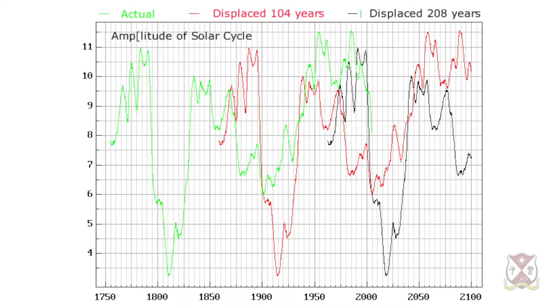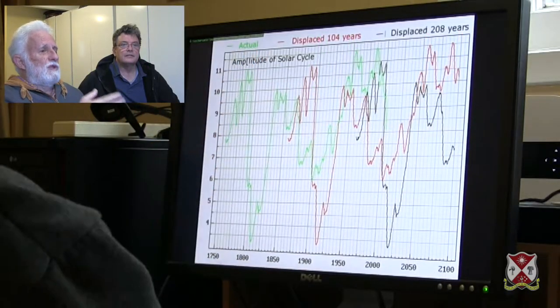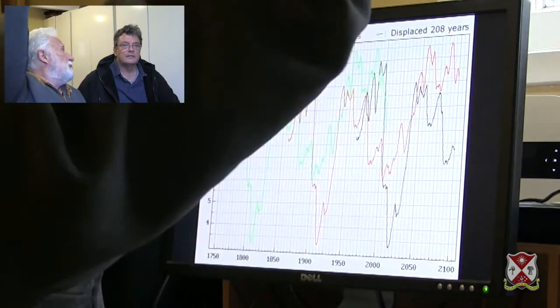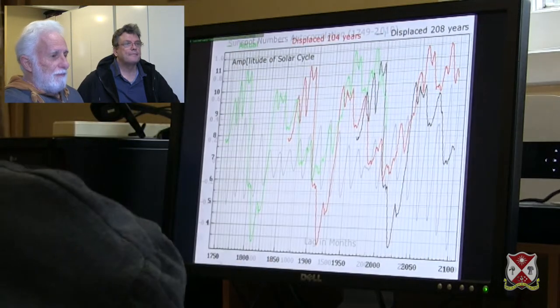So what it's saying is we're expecting it to be low somewhere through to maybe 2020 something, to be a low amplitude, and then from there to start to increase. So we're already approaching that. So it's saying the next solar cycle will still not be a big one, but from there it'll be growing up again, stepping up.